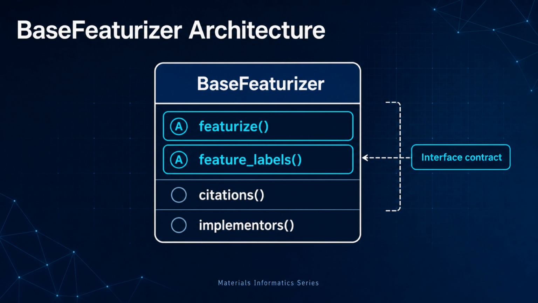To create a custom featurizer, inherit from base featurizer and implement required methods. The featurize method takes a composition and returns a list of feature values. The feature labels method returns feature names. Optional methods include citations for references and implementors for credits. Following this interface ensures compatibility with multiple featurizer and Sklearn pipelines.